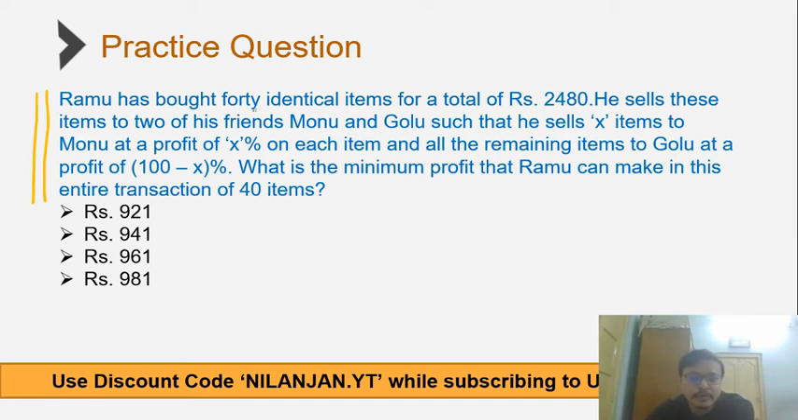So Ramu has bought 40 items for rupees 2480. He's selling it in two parts, one to Monu and Golu. He sells X items to Monu at a profit of X%. He sells the remaining items to Golu at a profit of 100 minus X%. What you need to do is find the minimum profit that Ramu can make across the entire transaction of 40 items.